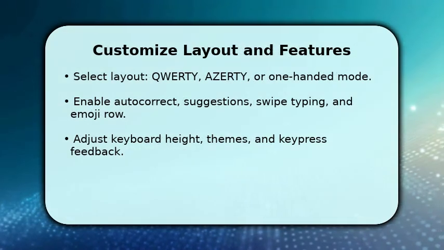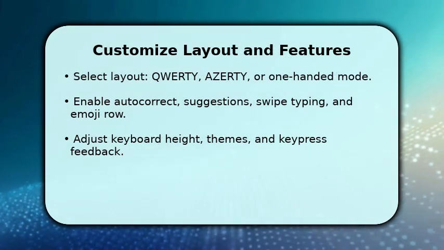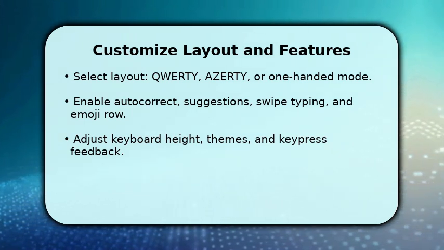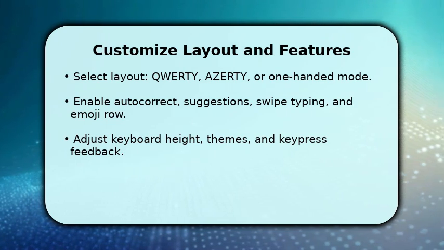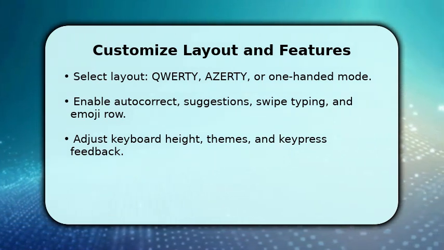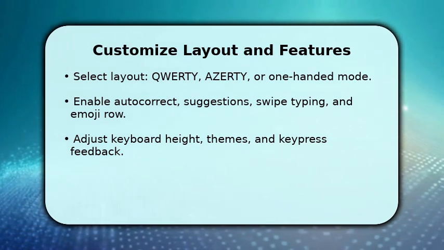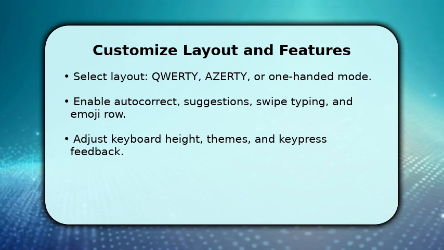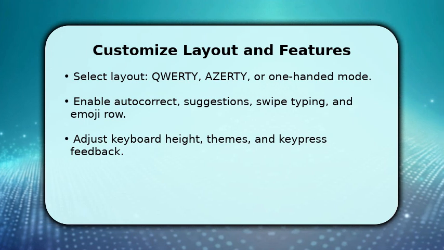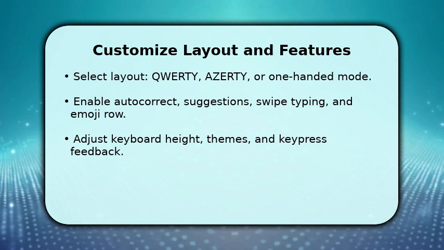Now configure how you type. You can choose QWERTY or another layout and enable one-handed mode if you hold the phone with one hand. This changes key spacing for accuracy. Turn on autocorrect and word suggestions to speed up typing, and enable swipe typing if you prefer sliding between letters. Customize appearance and tactile feedback, key press sound, vibration intensity, and keyboard height to match your habits. Once set, test typing in a Notes app to confirm the feel and prediction behavior.